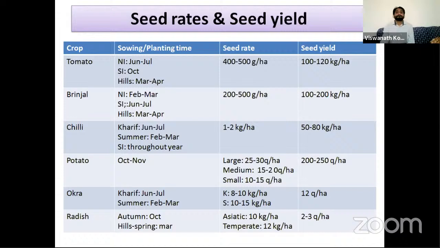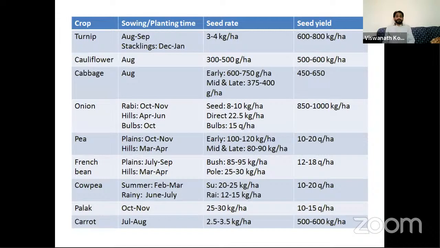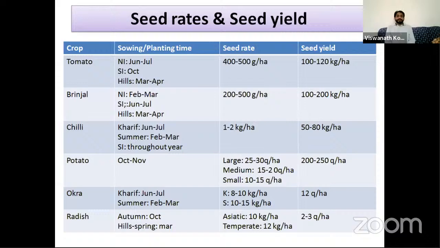The important ones are okra and pea. In pea, the early crop requires a high seed rate, 100 to 120 kg per hectare. Mid and late crop requires 80 to 90 kg per hectare. In case of okra, kharif crop requires 8 to 10 kg per hectare, whereas summer crop requires 10 to 15 kg per hectare. Because there is a seed germination problem in okra during the summer season, we go with a higher seed rate in okra. So this is very important.